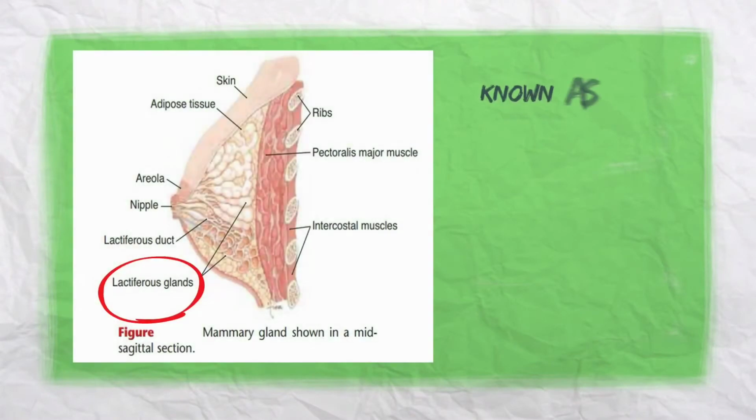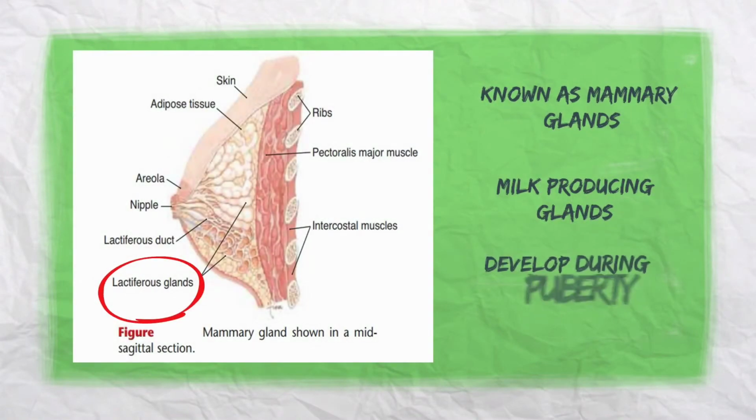The first structure of the breast is the mammary glands. Mammary glands, also known as lactiferous glands, function to produce milk that develops during puberty. It consists of 15 to 20 lobes.